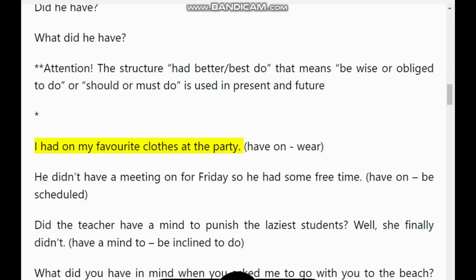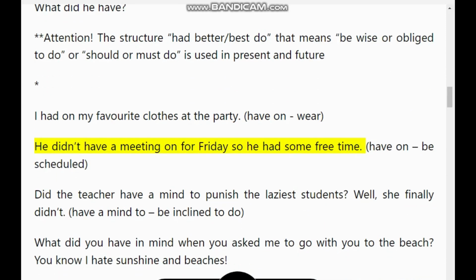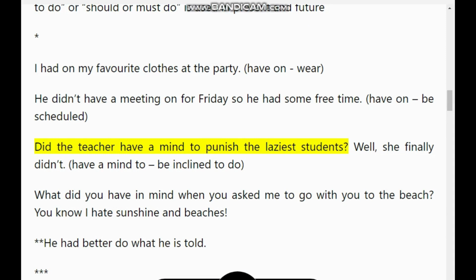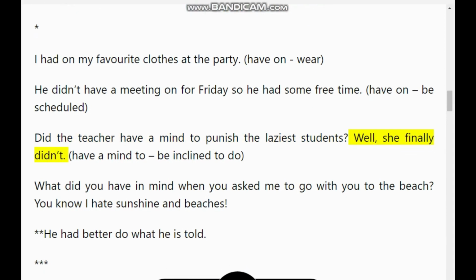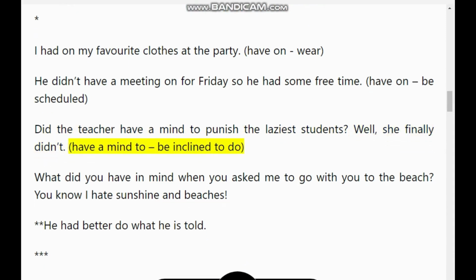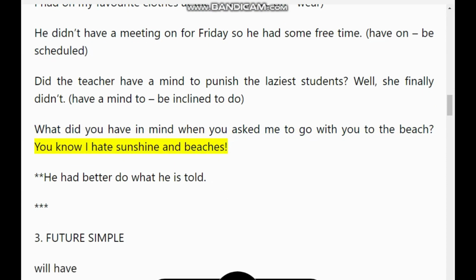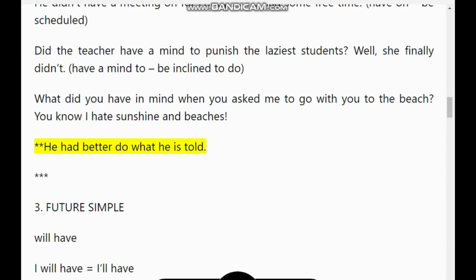I had on my favorite clothes at the party. Have on, wear. He didn't have a meeting on for Friday, so he had some free time. Have on, be scheduled. Did the teacher have a mind to punish the laziest students? Well, she finally didn't. Have a mind to, be inclined to do. What did you have in mind when you asked me to go with you to the beach? You know I hate sunshine and beaches. He had better do what he is told.